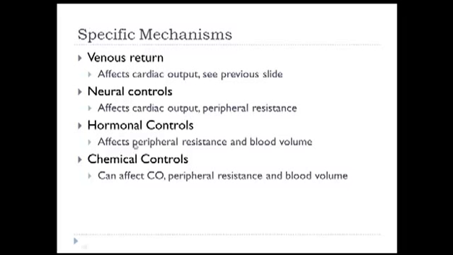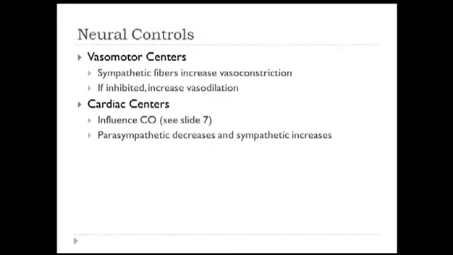Hormonal controls affect the peripheral resistance. Why? Simply because of the blood volume. So the kidneys can control how much water you are going to retain or how much water you get rid of. And then the last one is going to be some chemical effects, but we'll talk about those in the coming slides.